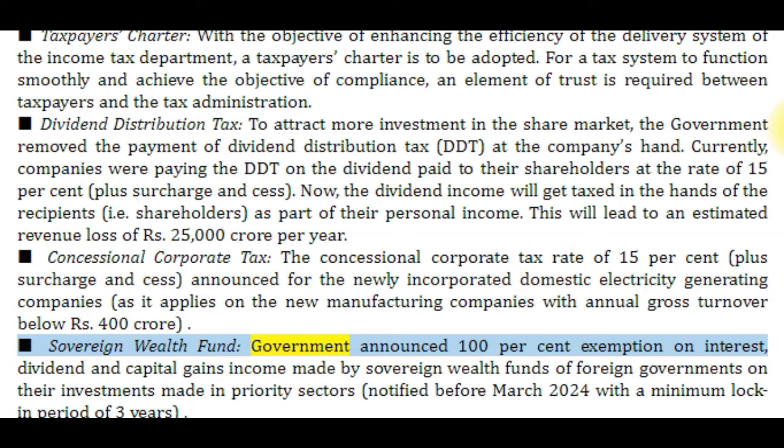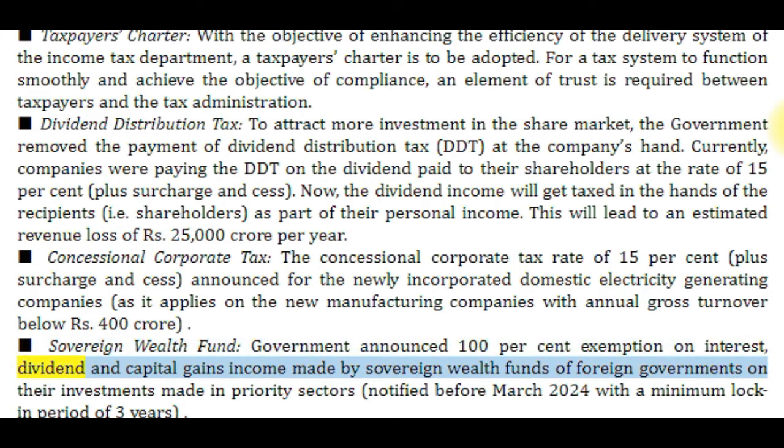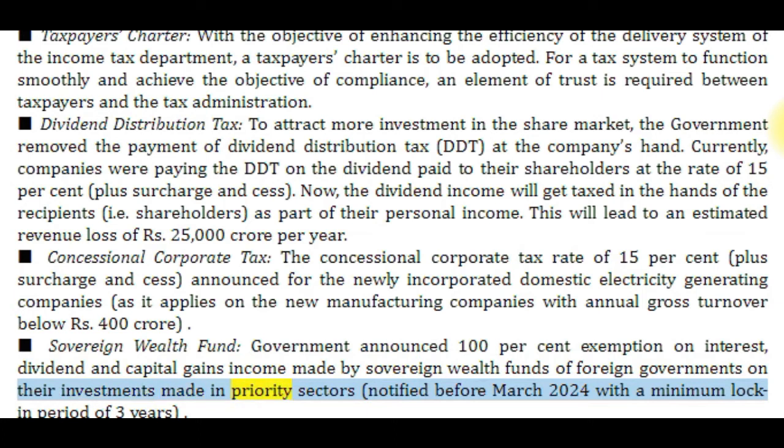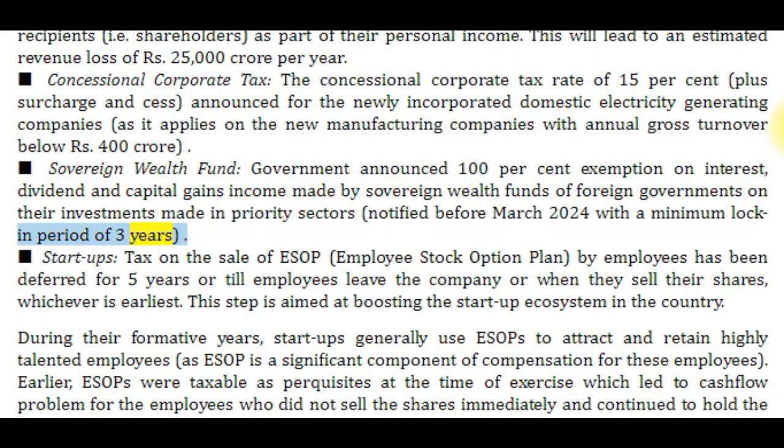Sovereign Wealth Fund. Government announced 100% exemption on interest, dividend and capital gains income made by sovereign wealth funds of foreign governments on their investments made in priority sectors, notified before March 2024 with a minimum lock-in period of 3 years.